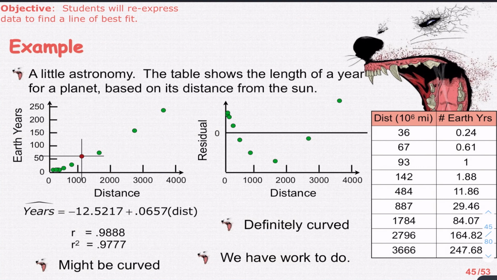A little example, a little astronomy. The table shows the length of a year for a planet based on the distance from the sun. It might be curved if we are trying to line a best fit. Once we look at the residuals, it's definitely curved. So once we see that there is a curve in our residual plot, there is work for us to do.